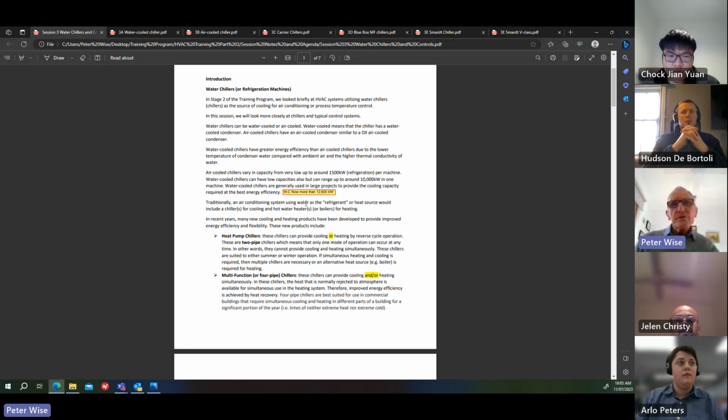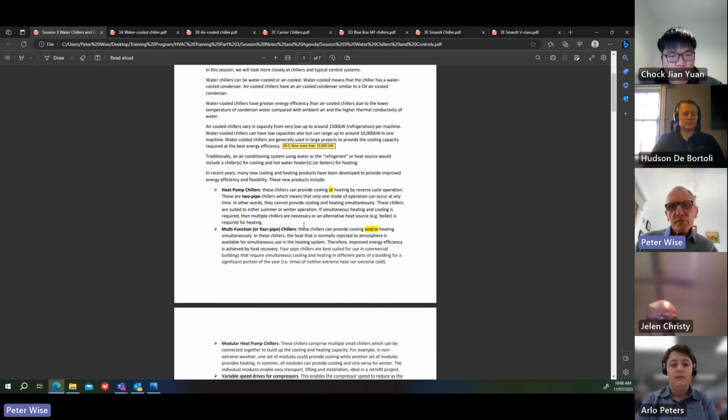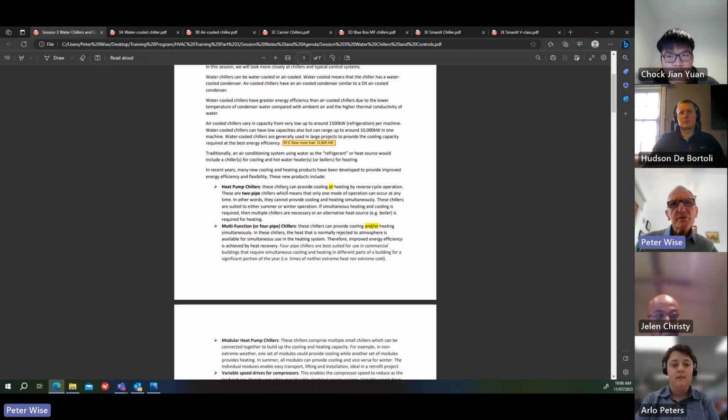Traditionally, an air conditioning system using water as the so-called refrigerant or heat source would include a chiller for cooling and hot water heaters or boilers for heating. In the next session, we're going to talk about boilers, heaters, water boilers a bit more, and their control systems and configurations. In recent years, there's been many developments in chillers to provide flexibility and better energy efficiency.